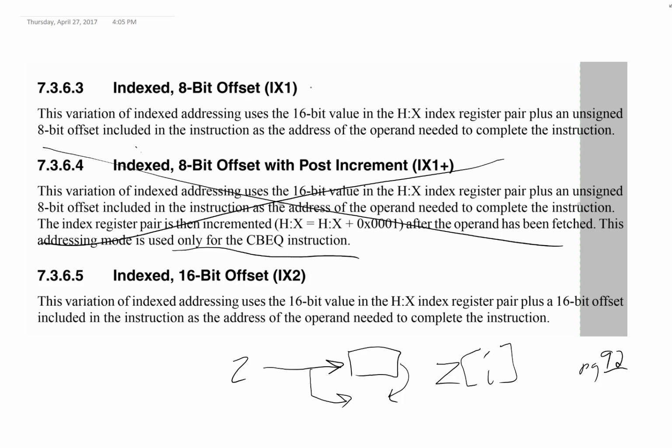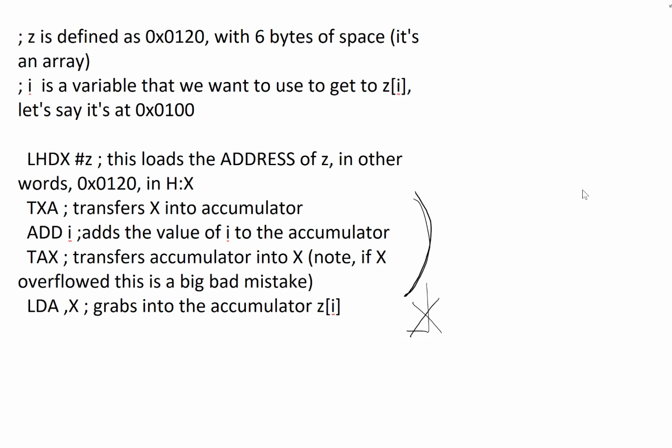The only difference between IX1 and IX2 is in how big that offset is. In this case, it uses the register pair plus an unsigned 8-bit offset. And over here, if we do a diff on the text, everything else is the same, except it uses a 16-bit offset. If you compare those two sentences, it's the same sentence except for that one little spot. So let's go back to our example.